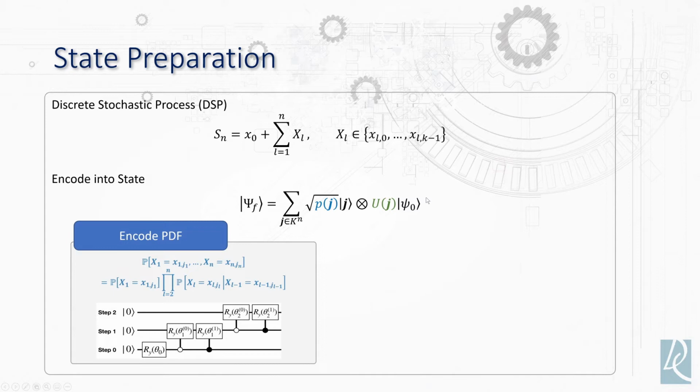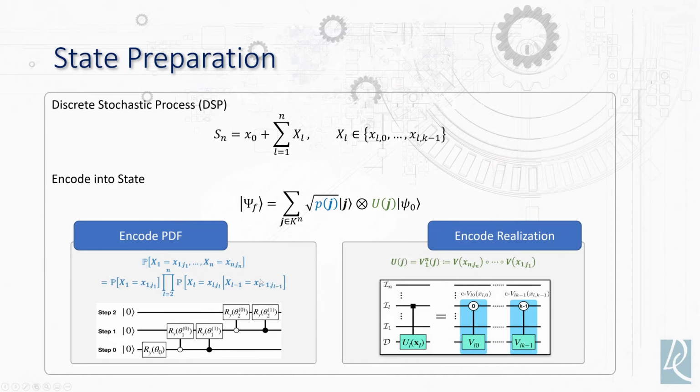Well, to encode the PDF, we can use this kind of approach. When we have a process that is dependent on the last increment, then we use a single control and the rotation, because here in this case we use a rotation because we have two realizations in this example. If we had a process that's dependent on the last two steps, we would have a two-controlled situation.